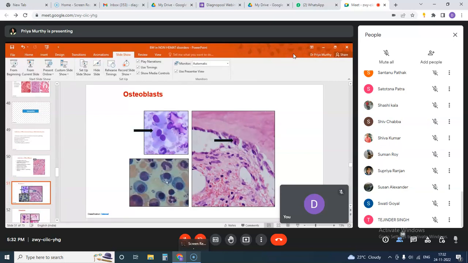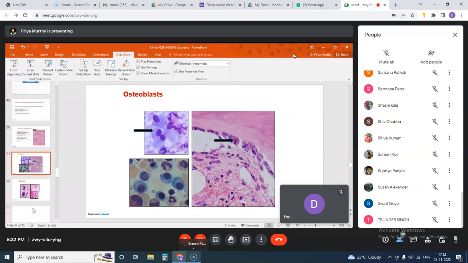And in plasma cells, it's kind of similar, but there is a perinuclear halo, which is not present in osteoblasts. And these osteoblasts are seen lining the endosteal surface. This is the ideal location. Normally many are not present, but a few areas show osteoblastic lining.